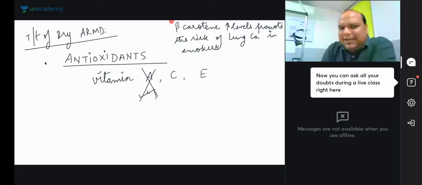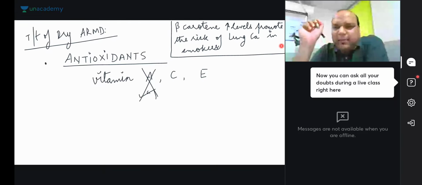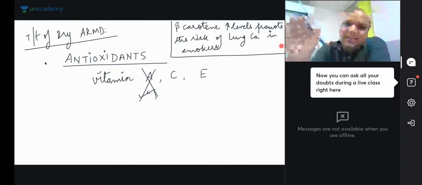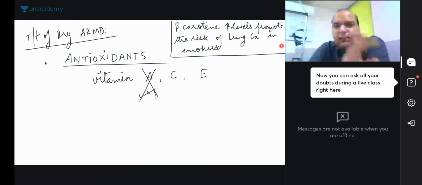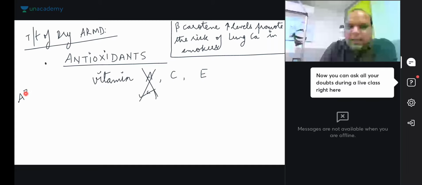So we know that beta carotene is an antioxidant. It may help us in the treatment of ARMD, but we also know that if we give beta carotene, it can increase the risk of lung carcinoma, and the patient is a smoker. We already know that. So we don't want to give vitamin A. Okay, everybody, this was told to us by a study called AREDS2.